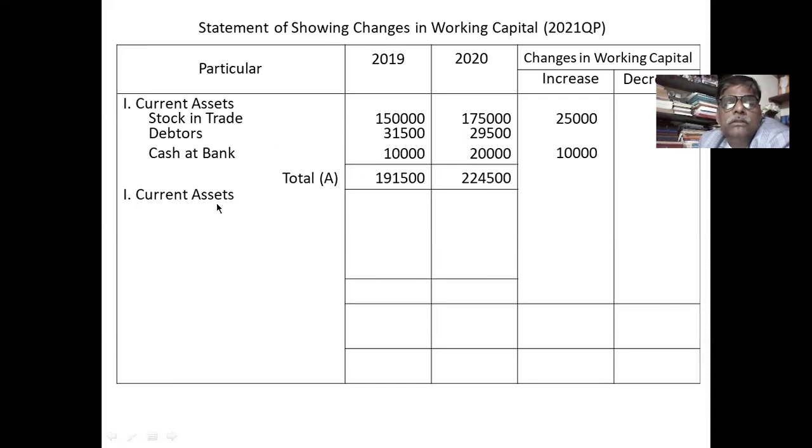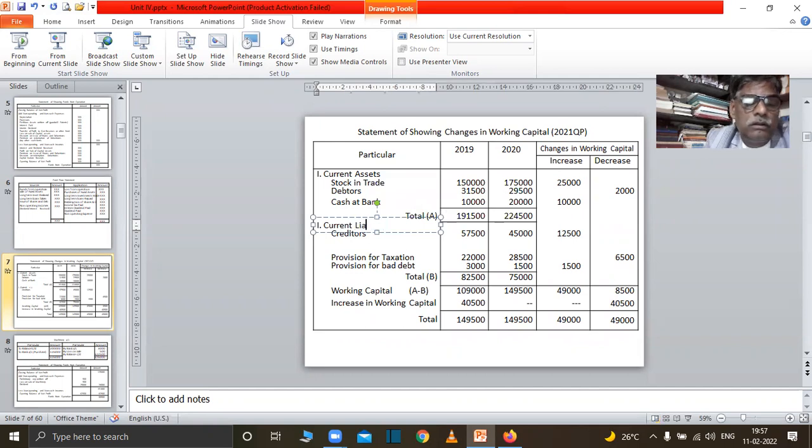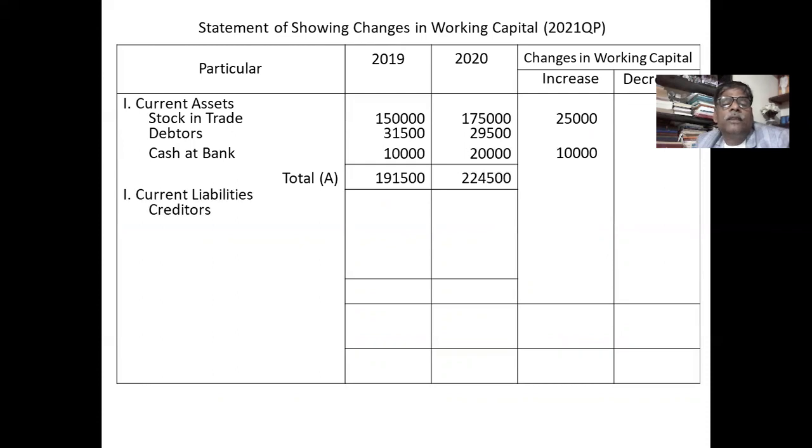Thereafter, you write the current liabilities. The current liabilities are creditor first. First column 57,000 is there. Second column 45,000 is there. Okay. Then you see here creditor decreased. You see very carefully, decrease, but you have to write the decrease amount in the increase column, not in the decrease column. Current asset increase goes to increase column, decrease goes to decrease column, but current liability increase goes to decrease column, decrease goes to increase column.